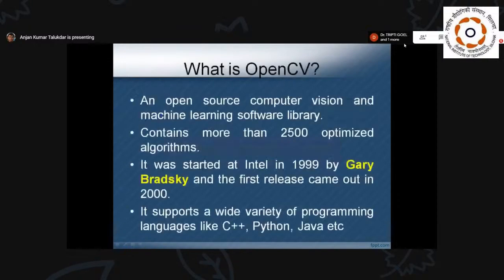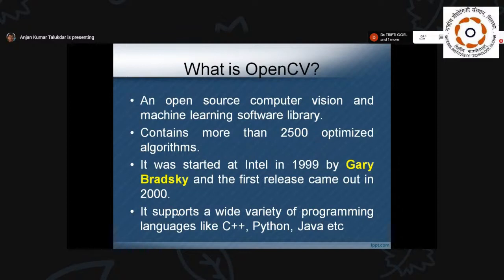So what is OpenCV? It is an open source computer vision and machine learning software library, built for computer vision and machine learning applications. It contains more than 2,500 optimized algorithms, and it was started at Intel in 1999 by Gary Bradski, and the first release came out in 2000. It supports a wide variety of programming languages like C++, Python, Java, etc.